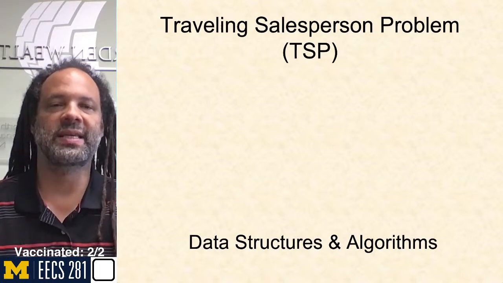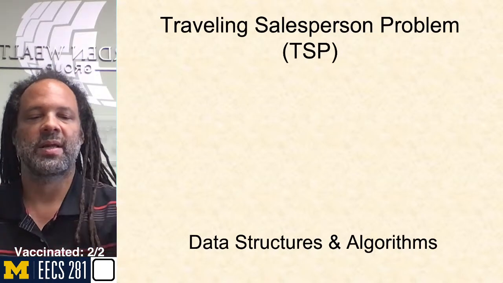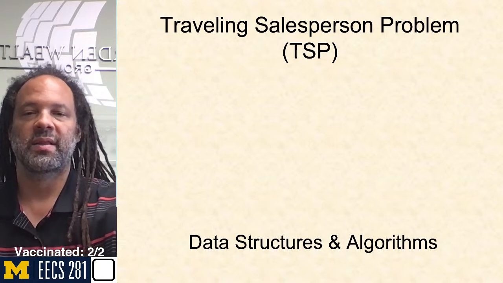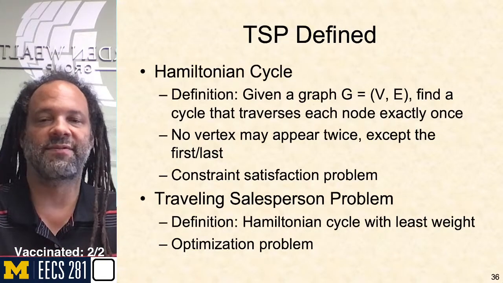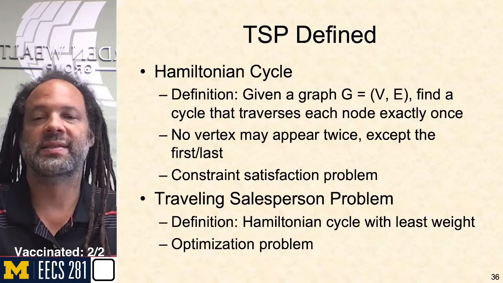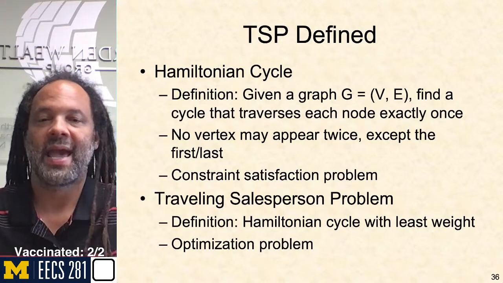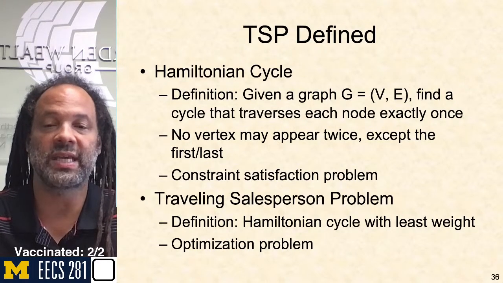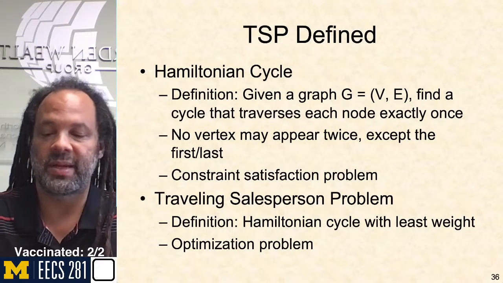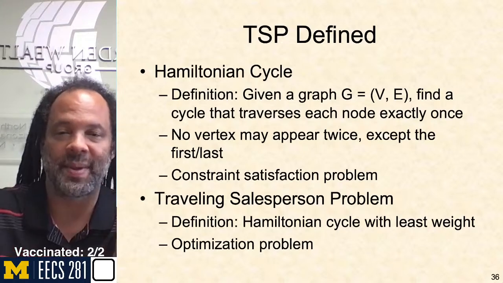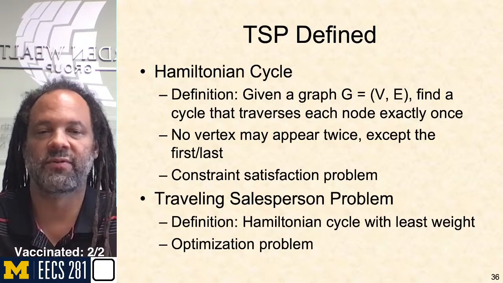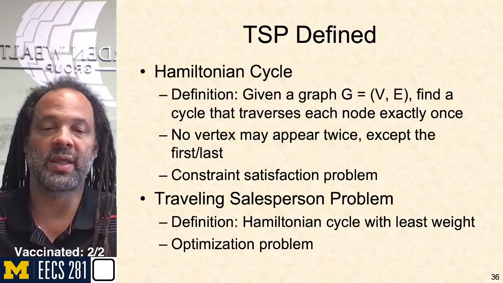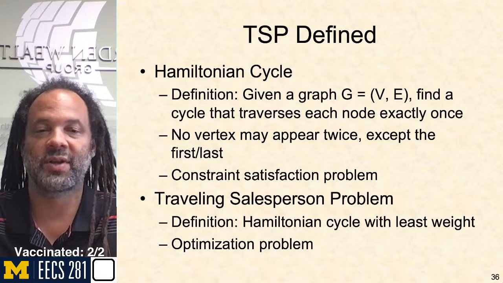Having a look here at the TSP, the traveling salesperson problem, let's go into this just a little bit. This is the TSP defined. It is a Hamiltonian cycle that we're going to be looking at. A Hamiltonian cycle is, given some graph G with vertices V and edges E, find a cycle, that means you start at one location and end up at that location. Find a cycle that traverses every node in the graph exactly once. So we have to go to every location.